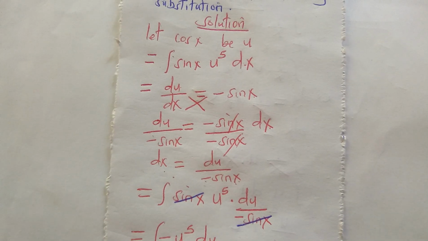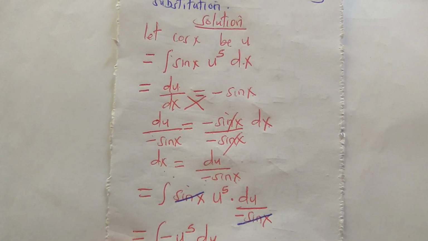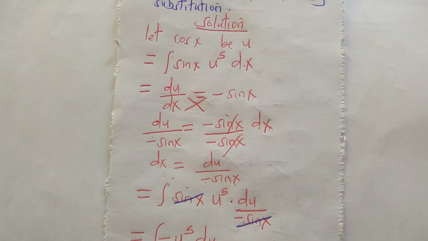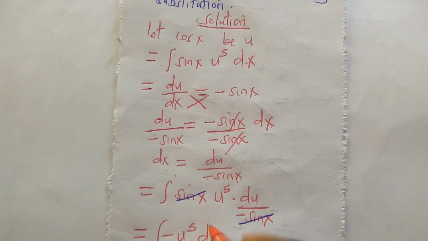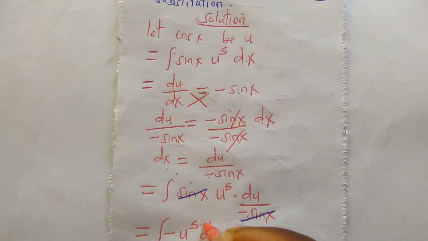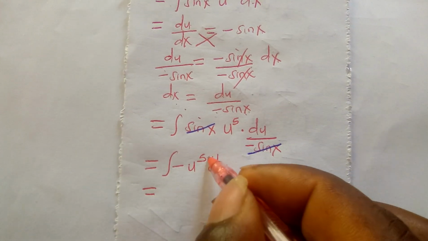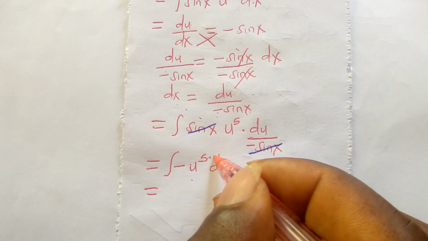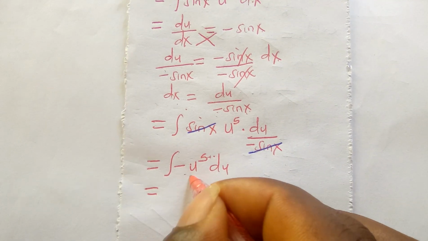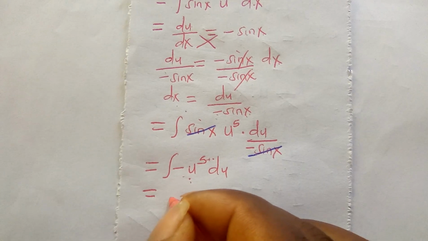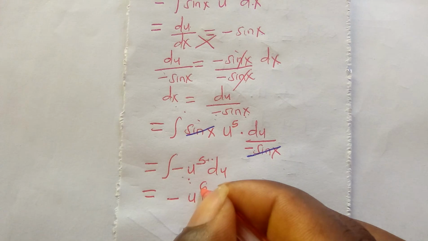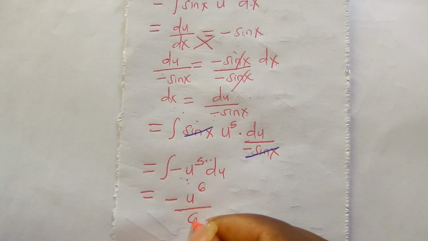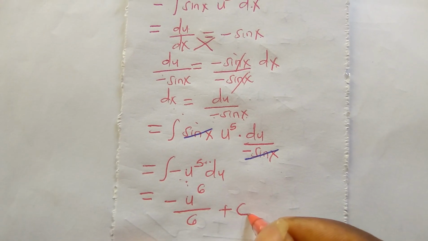Now this sign means integration, so it is very easy now to integrate u raised to 5 du by saying that you are supposed to add 1 to the power. After adding 1 to the power here, you divide by the result. So when the power is 5, 5 plus 1 is 6. I'm supposed to divide by 6 as well. So you will say it is negative u raised to 6, because 5 plus 1 is 6, over the result, that is 6 here, plus a constant c.